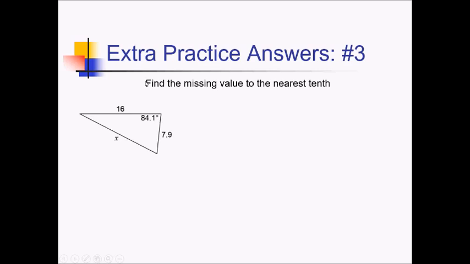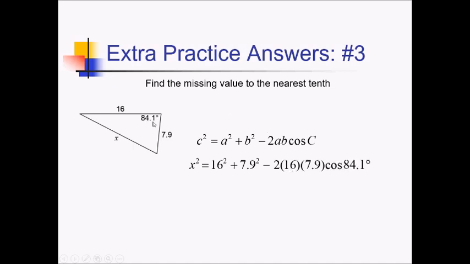For this one, we have side, angle, side, and we're looking for the opposite side from the angle, not a right triangle. So we're going to use the law of cosines, the one that says c squared equals a squared plus b squared minus 2ab cosine c. So we've got x squared then, and then a and b are our two sides that they gave us. So we have 16 squared plus 7.9 squared minus 2 times 16 times 7.9 times the cosine of 84.1 degrees.